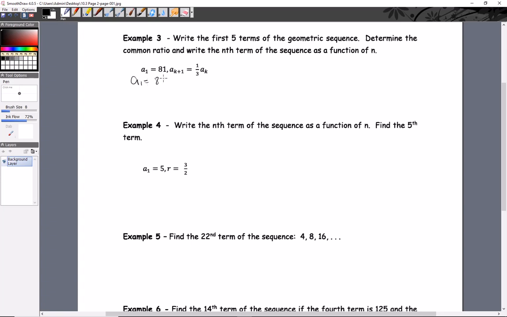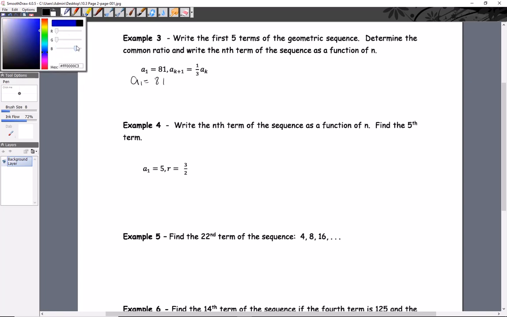equals 81. Hold on just a second. Let me get this back to the color that I prefer.